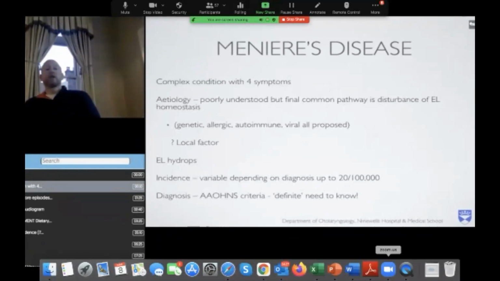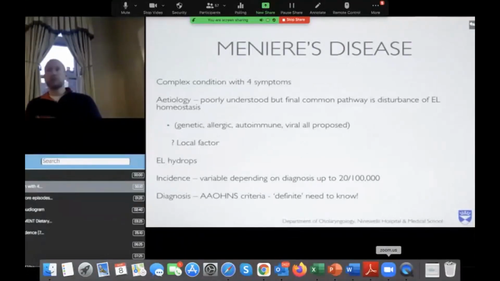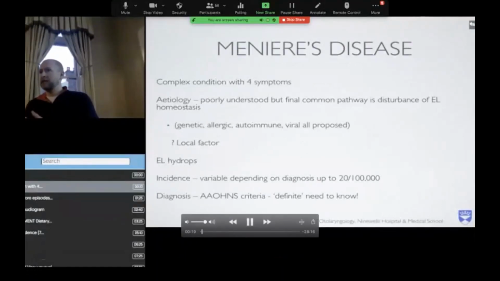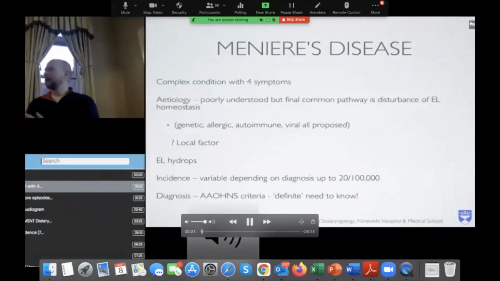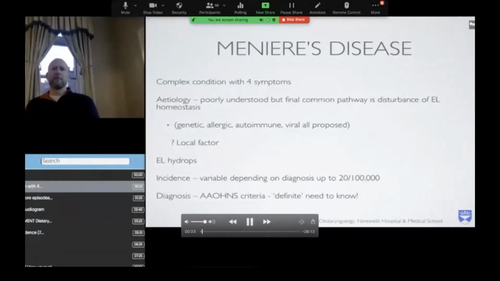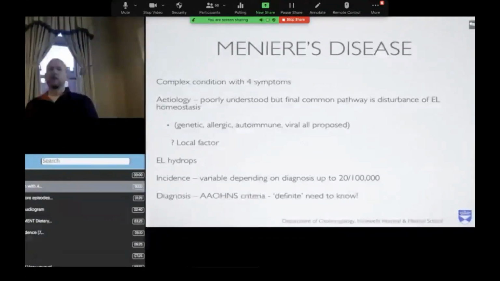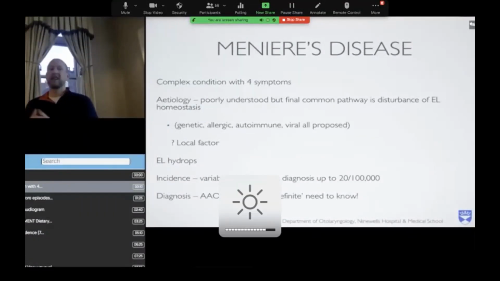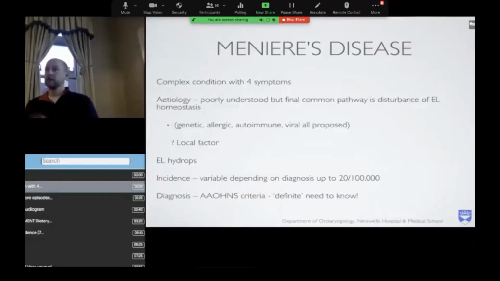So I guess you should understand or know that it's a complex condition with 4 major symptoms: fluctuating hearing, fluctuating tinnitus, aural pressure, and vertigo episodes. When you start talking about this in a Viva, you probably can touch on the etiology. We don't really know what causes it, so it's fair enough to say that the etiology is poorly understood. That you can touch on genetic causes, allergic causes, autoimmune causes, but there's not that much to talk about there because we don't really know what causes it.